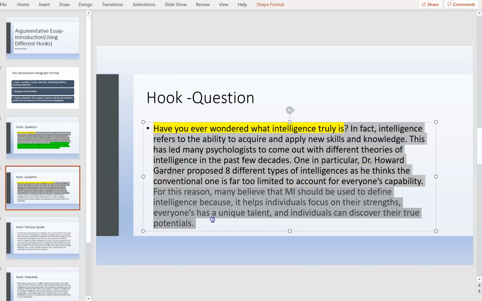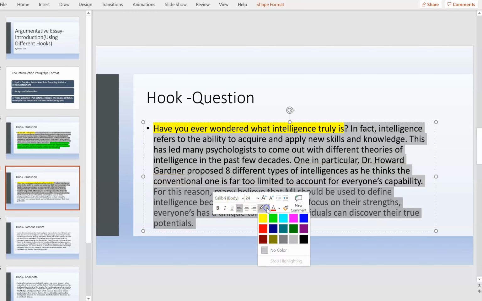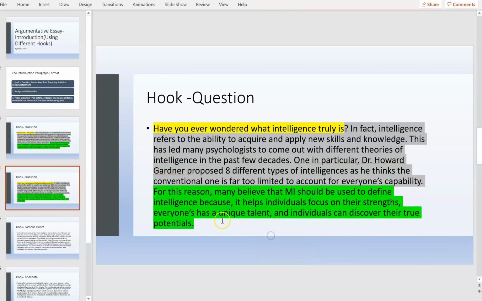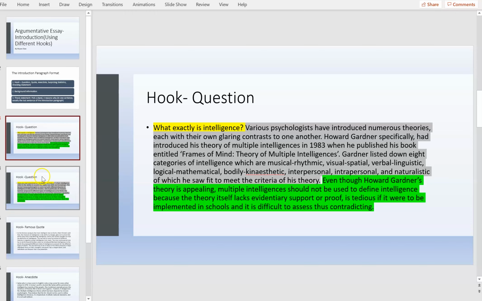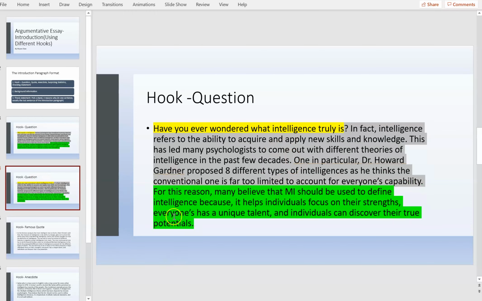So for this reason, many believe that MI should be used to define intelligence because it helps individuals to focus on their strengths. Everyone has a unique talent and individuals can discover their true potentials. So this one is in favor while the previous one is against the use of multiple intelligence. So it's two different types of introduction. One is in favor and one is against.